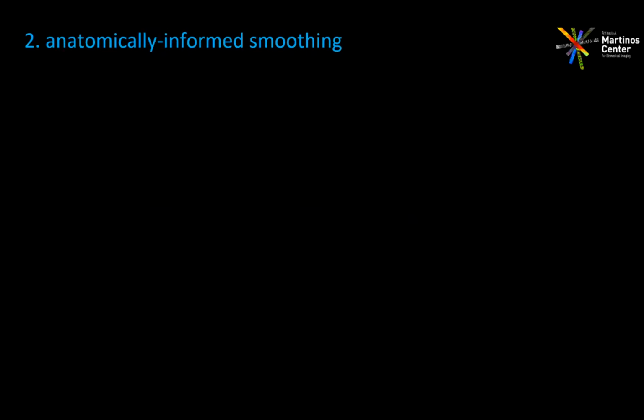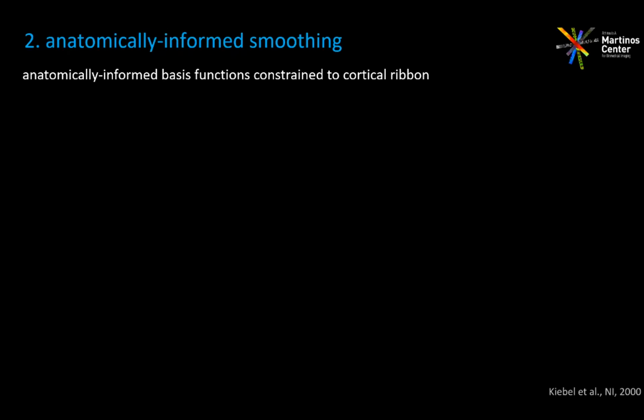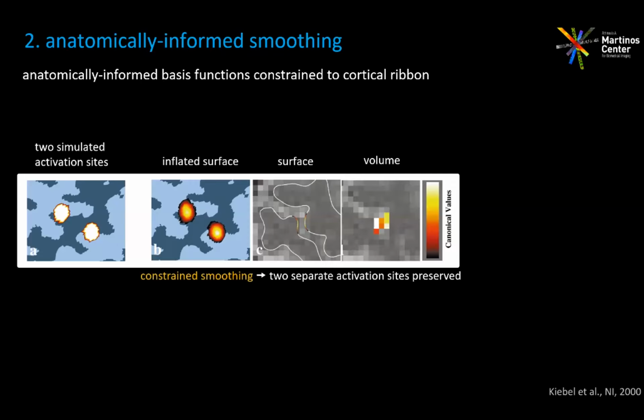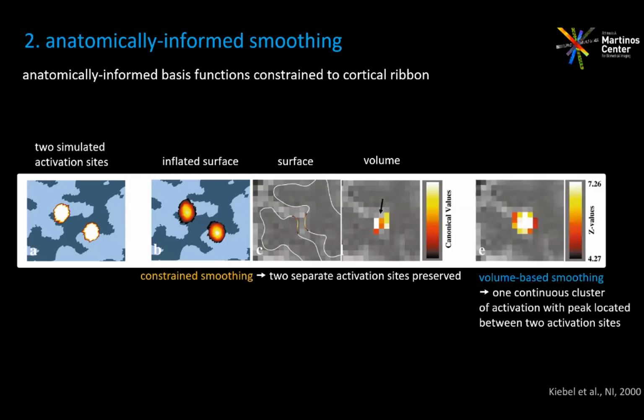So methods have been proposed to address this problem, such as anatomically informed smoothing, like in this example approach, where anatomically informed bias functions constrained to the cortical ribbon have been applied. This is a simulated activation in two different separate sites. And as they applied constrained smoothing, you can see that on the inflated surface, but even in the volume space, these two separate sites were preserved. You can see that there is a gap between them here. It's not a full gap, but it kind of goes down, it's more orange. However, once they used the volume-based smoothing, they got one blob with the peak in the middle. So this is very different from what the actual activation was, right?